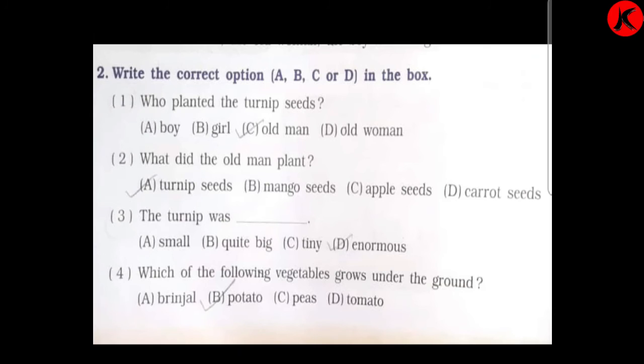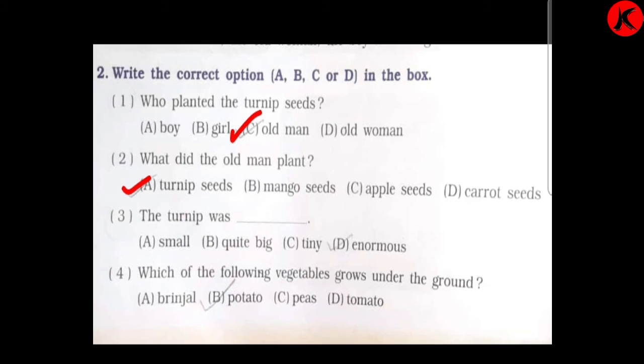Now this is another exercise, same only. Write the correct option A, B, C or D in the box. The first one. Now this is the exercise of the enormous turnip. Number 1. Who planted the turnip? A. Boy, B. Girl, C. Old man, D. Old woman. What is the correct answer? C. Old man. What did the old man plant? Turnip seeds, mango seeds, apple seeds, carrot seeds. So what is the correct answer?